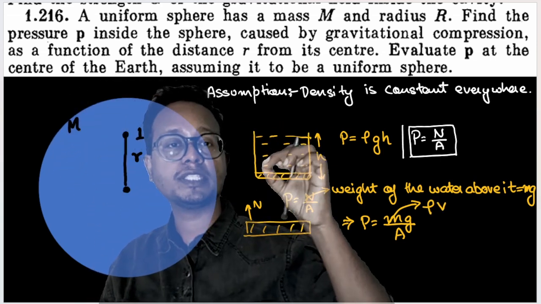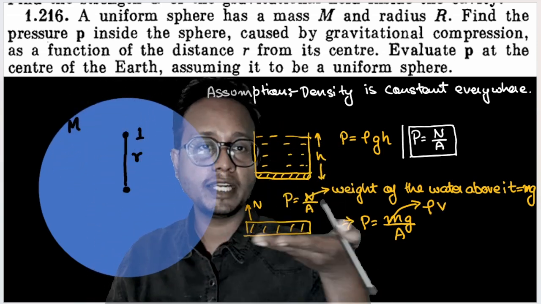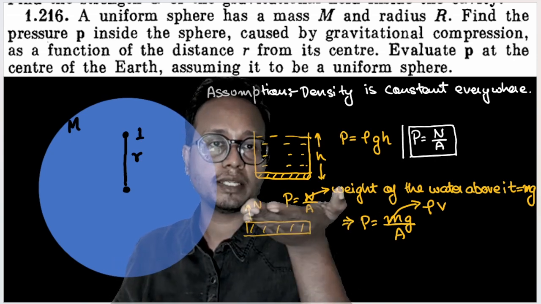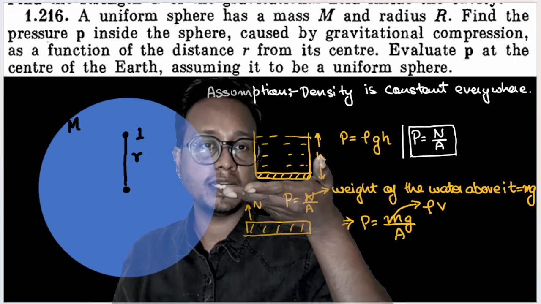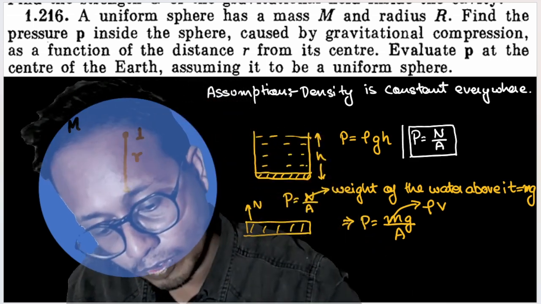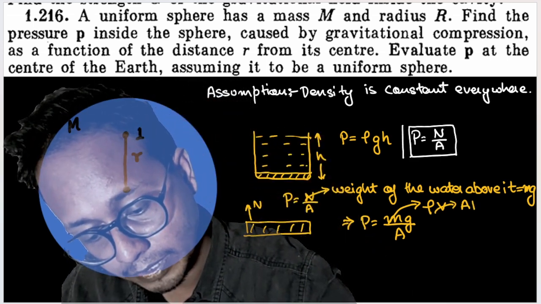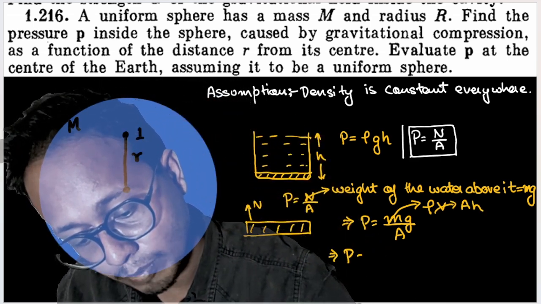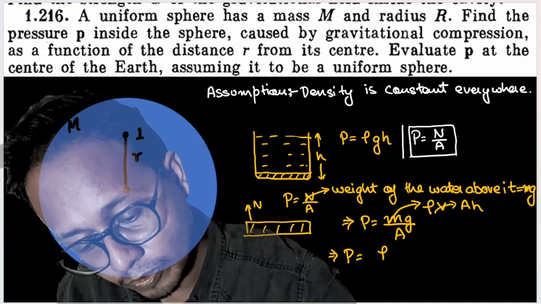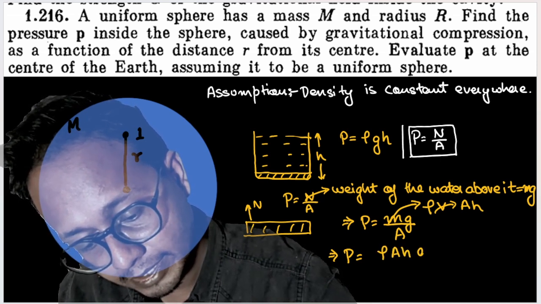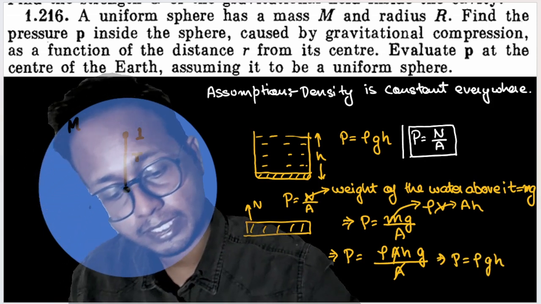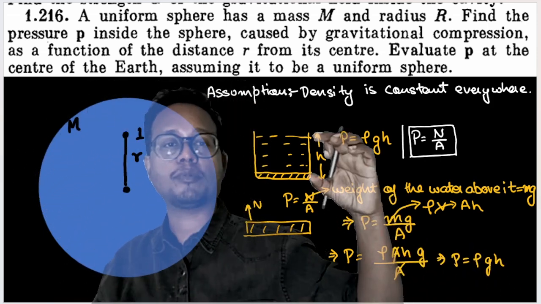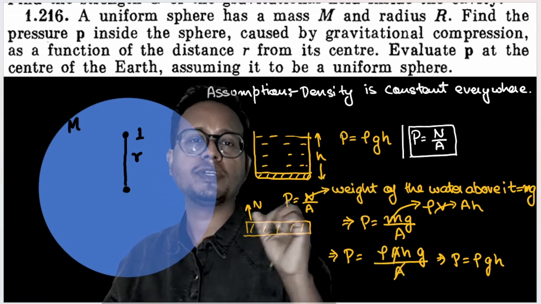And the volume of this much amount of water is nothing but the cross-sectional area of the beaker into height. So pressure at the bottom of the beaker is nothing but rho A h g divided by A. A and A will get cancelled and pressure is equal to rho gh. So this is the way by which you find pressure at the bottom of the surface of water. Okay, this was fluid mechanics.